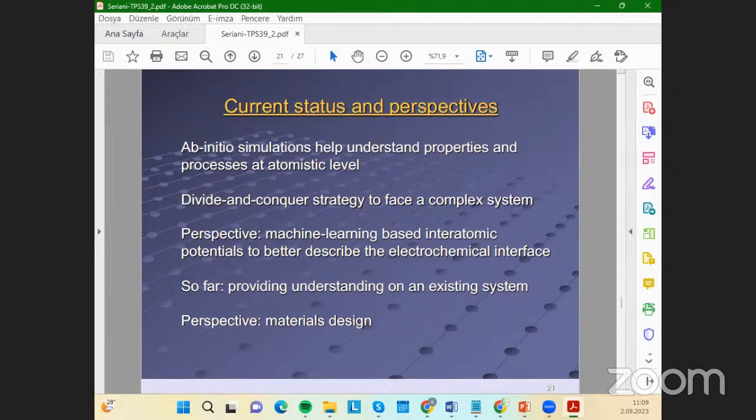So far, I'm almost done. So far, I've shown you a complicated system. I showed you how we try to understand and characterize things that have been seen in the experiment. So it's more a process of understanding. Sometimes we also try to do the other, go towards the other arrow in my conceptual scheme, towards materials design.